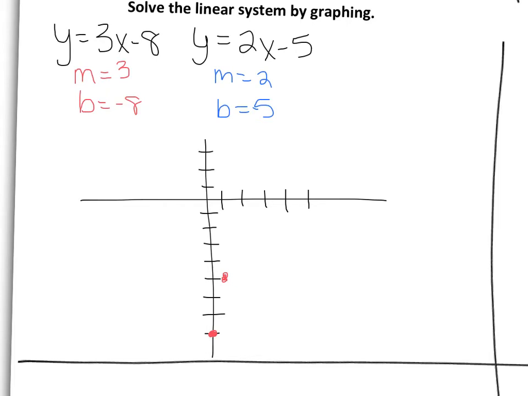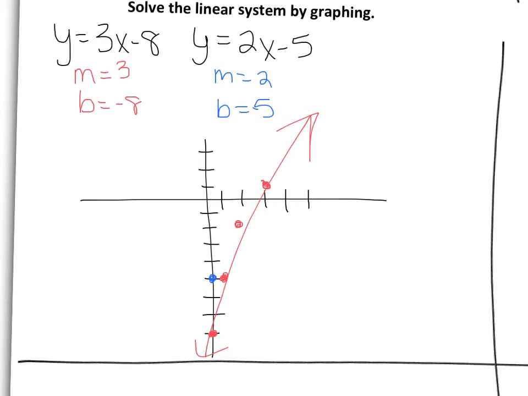So if I wanted to, I could plot an endless number of points. From this point here, I could go up 3 more and run 1 more. And I could go up 3 more and run 1 more. Notice that, bear with my drawing, they should all be on the same line. If we do the same thing with my second line, my y-intercept is at negative 5.